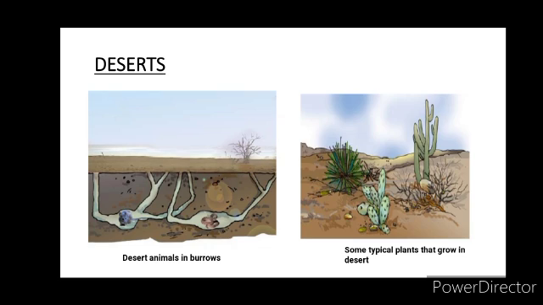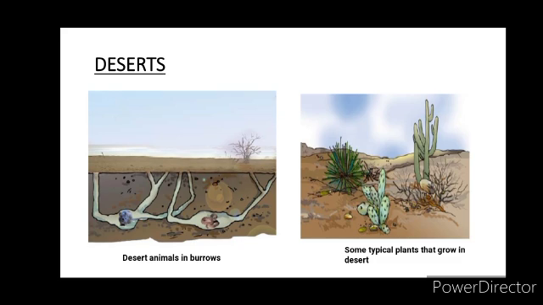All of you see here in this picture. These animals come out only during the night time, when it is cooler. And all of you see here in this picture some typical plants that grow in a desert. How are these adapted to the desert?